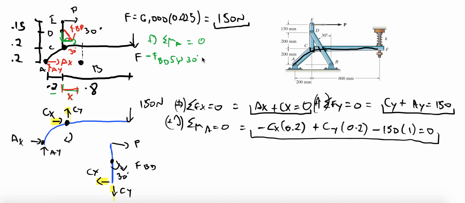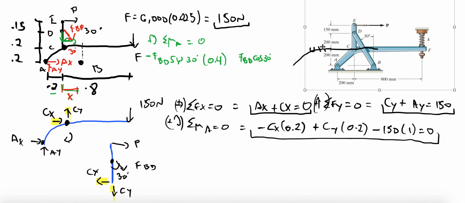And then the other component was the y component going down. Oh, I forgot the distance, my bad. So that distance was 0.4. The other component was the cosine, so FBD cosine 30. And that distance, let me just drag this real quick to the side. That distance was 0.2. Okay. And is it positive or negative? That force wants to rotate about A in the clockwise, so minus.